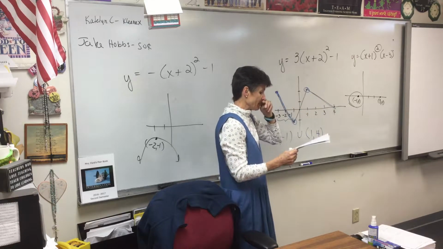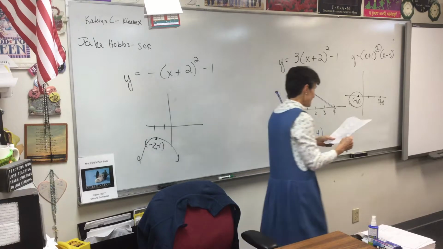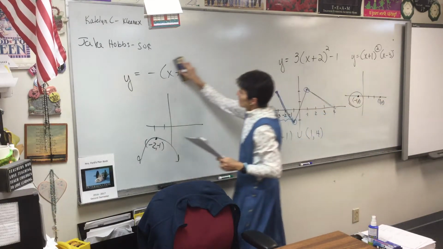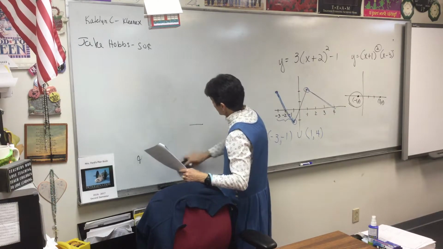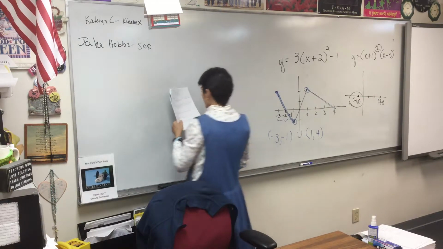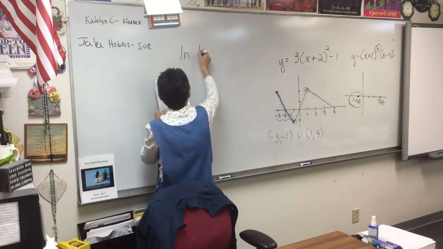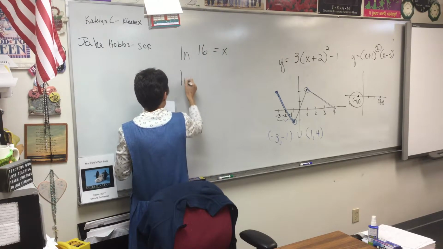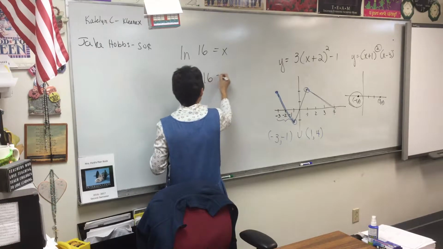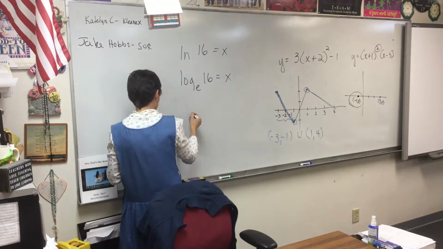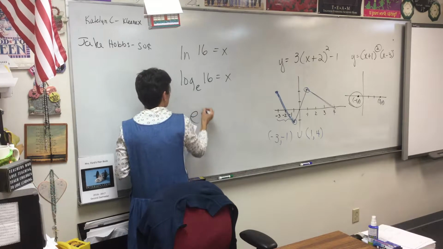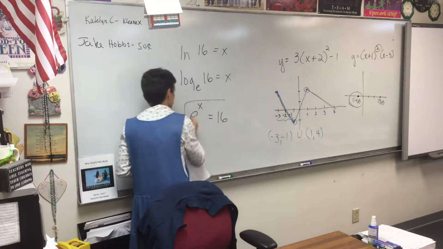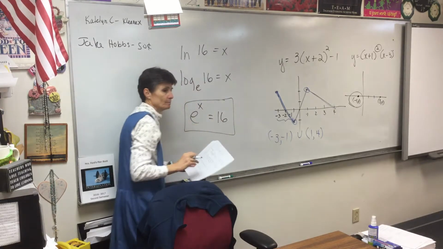All right, number 15. Finally did it already. Rewrite in exponent form. Number 16. Rewrite in exponent form. What does ln mean? Log, base e. Loop-de-loo it, kids, and what does it say? E to the x equals 16. There's your exponent form.